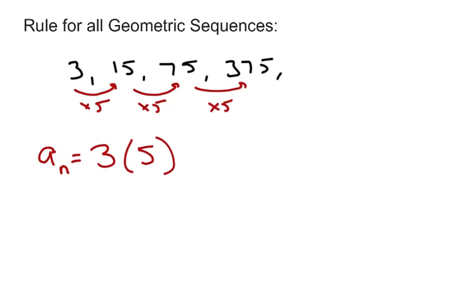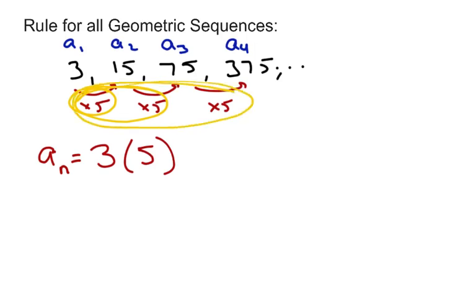But how many times? Now remember, our first term was 3, second term was 15, third term 75, and the fourth term was 375. To get to the second term, I multiplied by 5 once. To get to the third term, we multiplied by 5 twice. And to get to the fourth term, we multiplied by 5 3 times. So if I want to get to the 10th term, I'd multiply by 5 9 times. If I want to get to the 73rd term, I'd multiply by 5 72 times. If I want to get to the nth term, I'm going to multiply by 5 n minus 1 times.